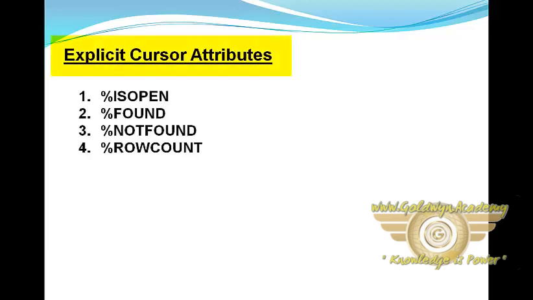Here, explicit cursor attributes are the same as in implicit cursor. That is, %ISOPEN, %FOUND, %NOTFOUND, %ROWCOUNT. The uses of these attributes are the same as in implicit cursor, but we have to put the cursor name in place of the implicit cursor name, which is SQL by default. We have to put our cursor name before the percentage sign.